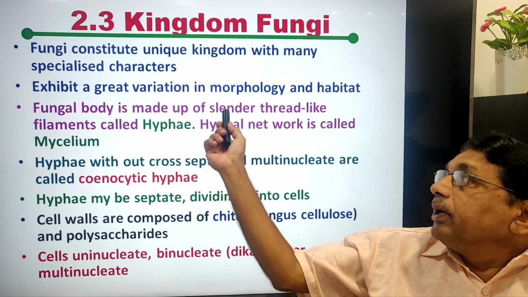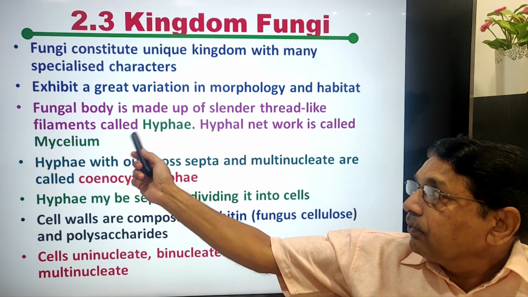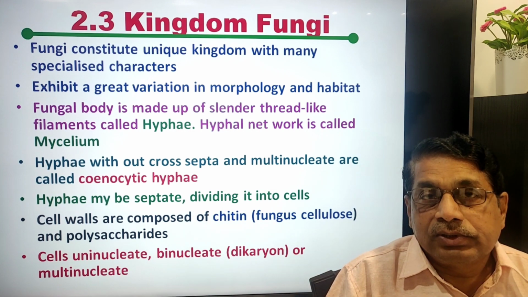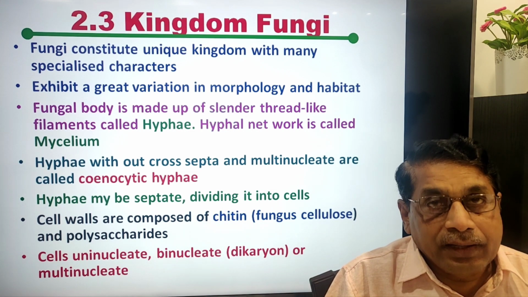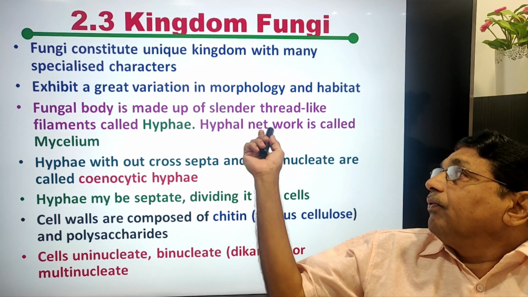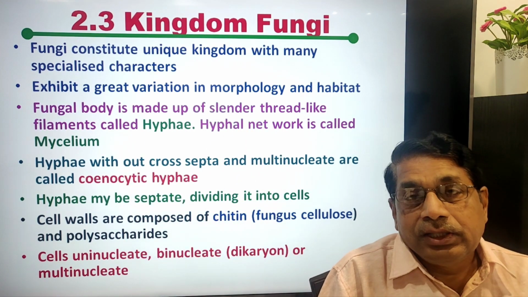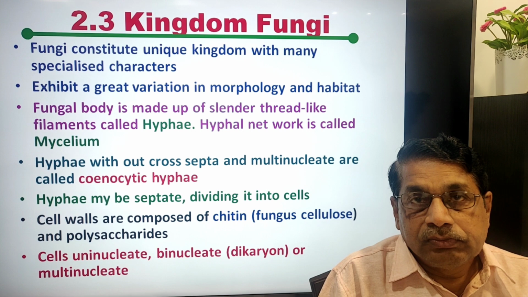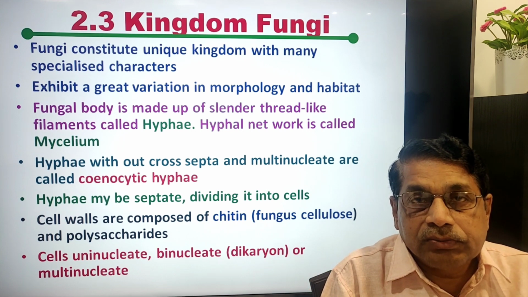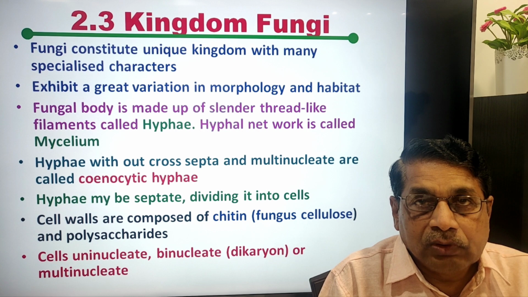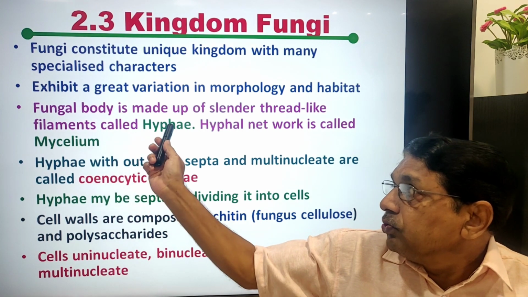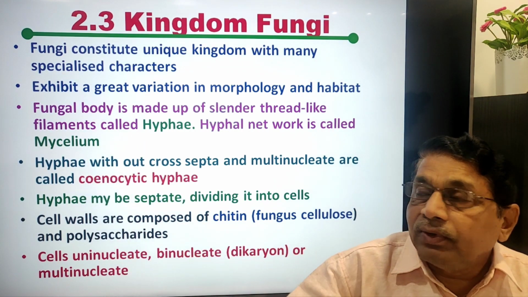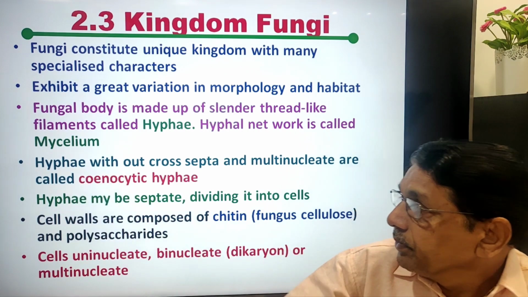The fungal body is made up of slender thread-like filaments called hyphae. They are called hyphae, remember. The hyphal network is called mycelium. All the hyphal threads form a network-like structure that is called mycelium. Remember these two words, hyphae and mycelium. Filaments are called hyphae. The network of filaments, the network of hyphae, is called mycelium.